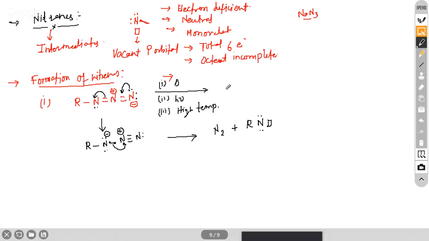Okay, this is how the nitrene formation takes place. So here the nitrene will be R-N, lone pair, vacant p orbital, plus N2. Understood? Write down the various product into this.